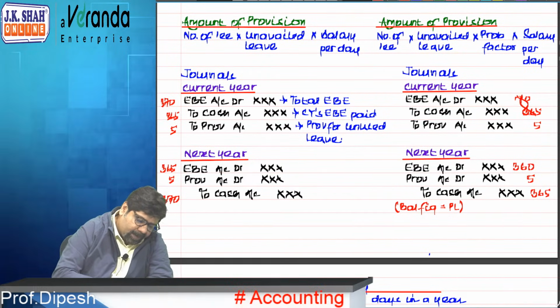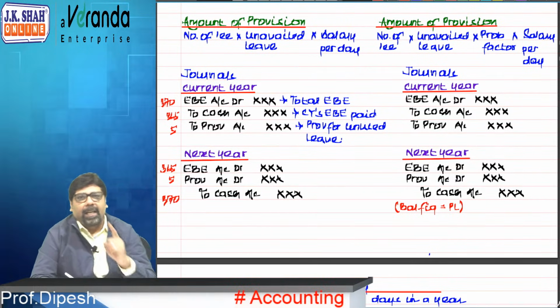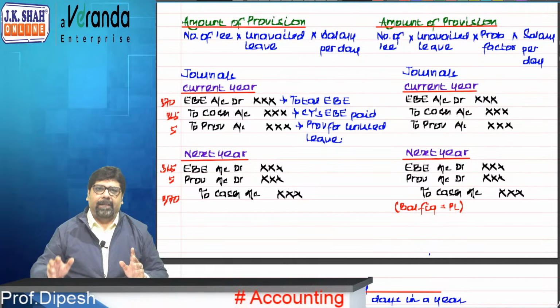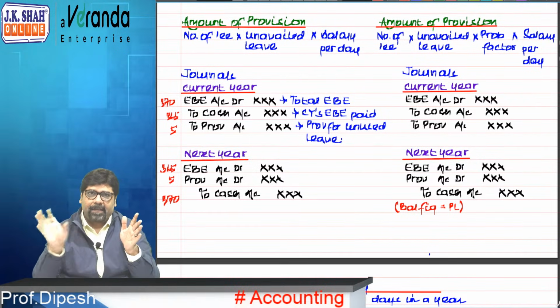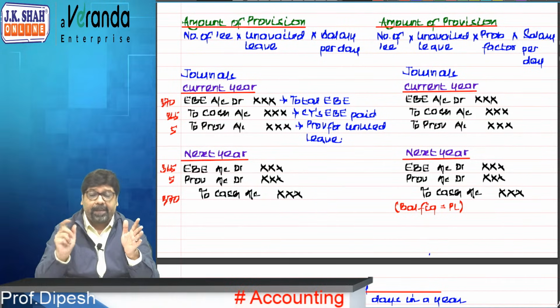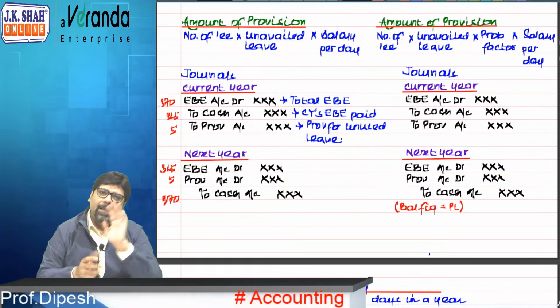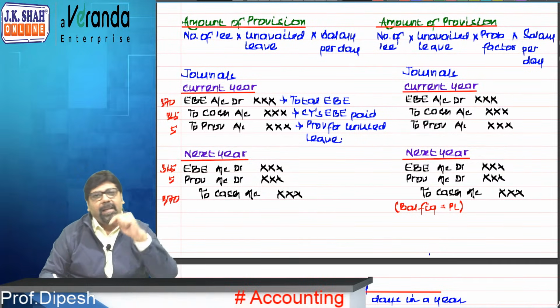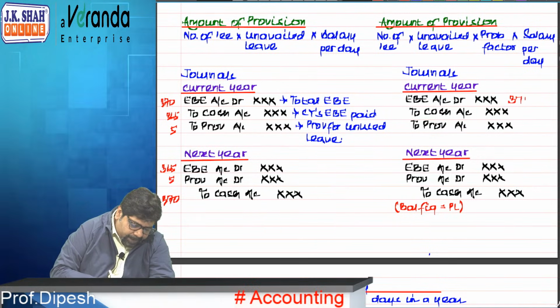Current year mein chartered, he was supposed to work for 365 days. He was given 20 days leave. Sorry, he took a leave for 15 days. That means 5 days he worked extra in the current year. That means in current year he worked for how many days? 370. So employee benefit expense 370 to cash, 365 to provision 5.